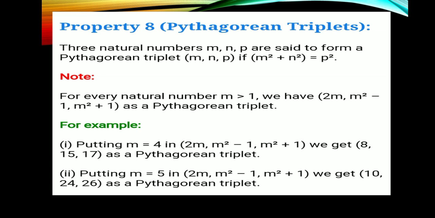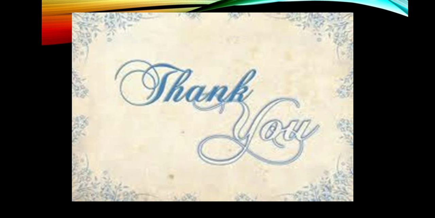Suppose in the example, you have been given that the smallest side is, let's say, 8. Then 2m is equal to 8. First you find the value of m, which is equal to 4, and then by putting the value of m into the other two, that is m square minus 1 and m square plus 1, you can find the other two sides of the triangle. It will be more clear to you when you see the exercise from the book and solve it. I hope the properties are clear.